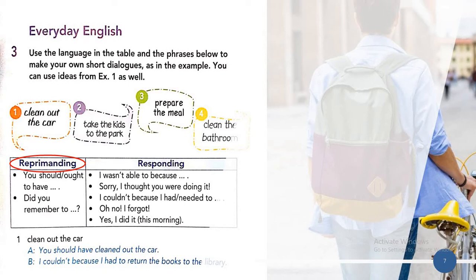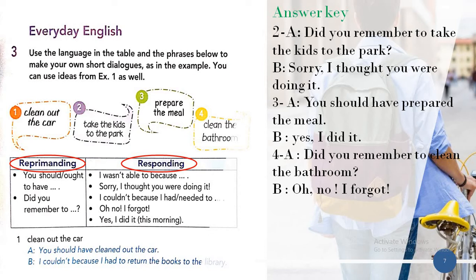Good. And now let me give you the answer. So 2A. We have take the kids to the park. Do you remember to take the kids to the park? B, sorry, I thought you were doing it. 3, we have prepare the meal. You should have prepared the meal. B, yes, I did it.